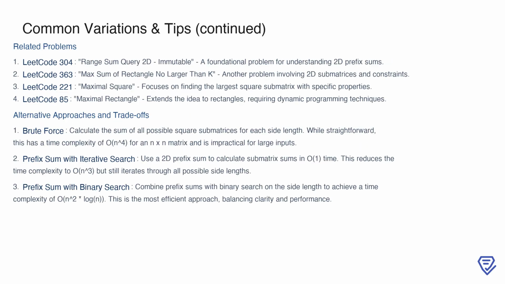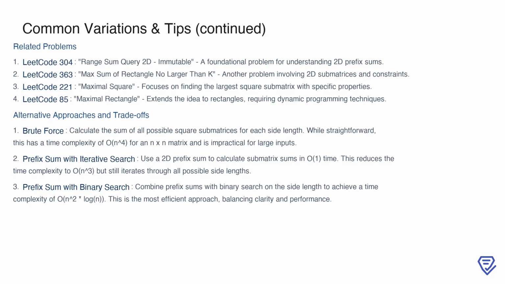This problem is closely related to several other LeetCode problems, which can help deepen your understanding of the underlying concepts. For example, LeetCode 304, Range Sum Query 2D Immutable, is a foundational problem for mastering 2D prefix sums. LeetCode 363, Max Sum of Rectangle No Larger Than K, involves 2D submatrices with constraints, making it a natural extension of the concepts here. LeetCode 221, Maximal Square, focuses on finding the largest square submatrix that satisfies certain properties, while LeetCode 85, Maximal Rectangle, generalizes this idea to rectangles and relies on dynamic programming techniques.